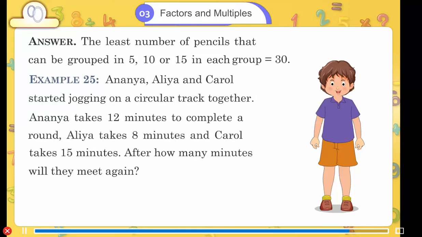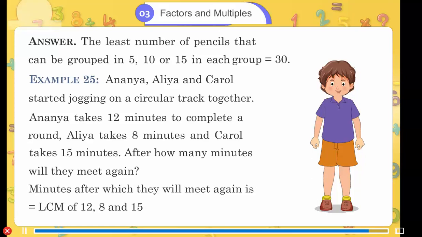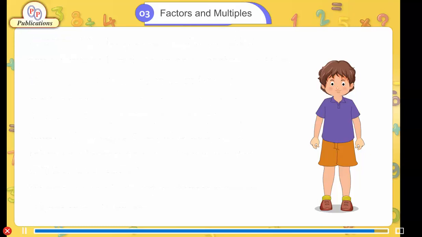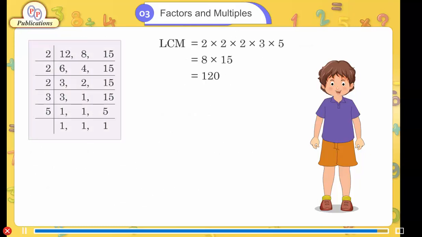Answer: the least number of pencils that can be grouped in 5, 10 or 15 in each group is equal to 30. Example 25. Ananya, Alia and Carol started jogging on a circular track together. Ananya takes 12 minutes to complete a round. Alia takes 8 minutes and Carol takes 15 minutes. After how many minutes will they meet again? Minutes after which they will meet again is equal to LCM of 12, 8 and 15. LCM is equal to 2 into 2 into 2 into 3 into 5 is equal to 8 into 15 is equal to 120. Answer: they meet again after 120 minutes.